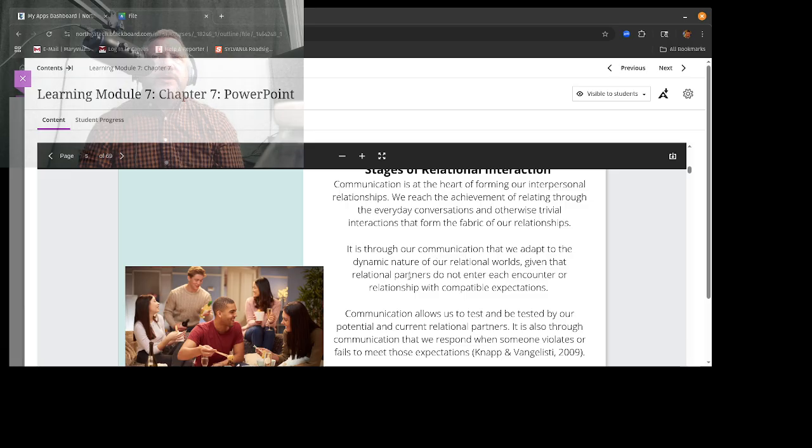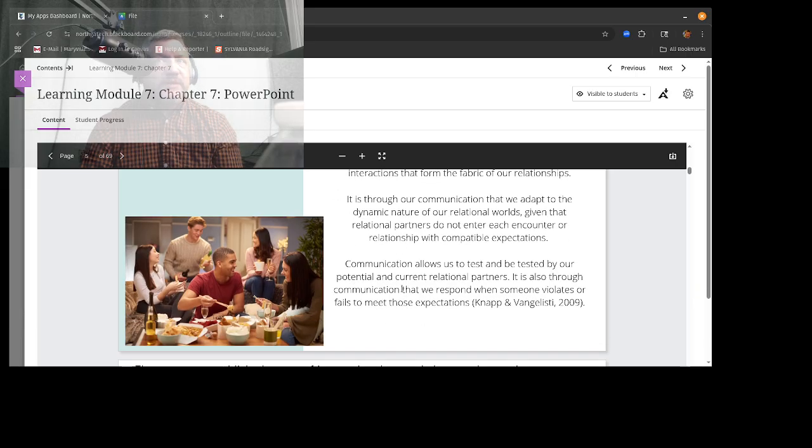It's through our communication that we adapt to the dynamic nature of our relational worlds, meaning our spaces, right, that we're going through. Given our relational partners do not enter each encounter or relationship with compatible expectations, meaning our friend from school probably doesn't necessarily want to go to a concert with us. They might not. Our grandparents definitely don't want to go to a concert with us, right? So when we think about this, we have to vary the way we communicate.